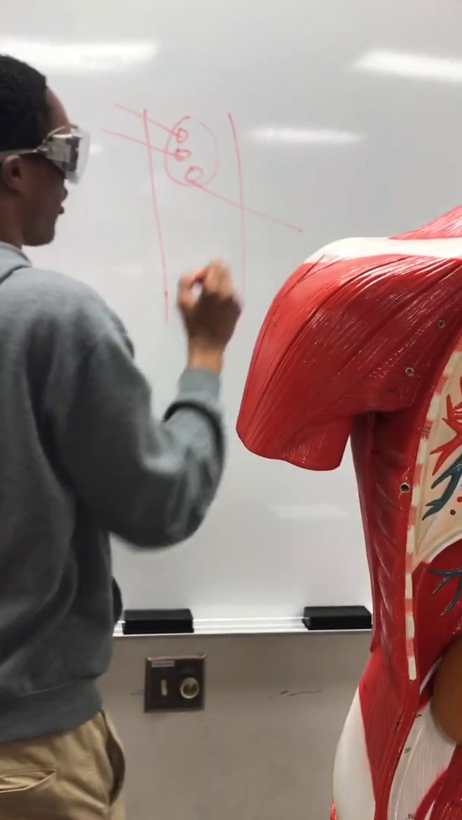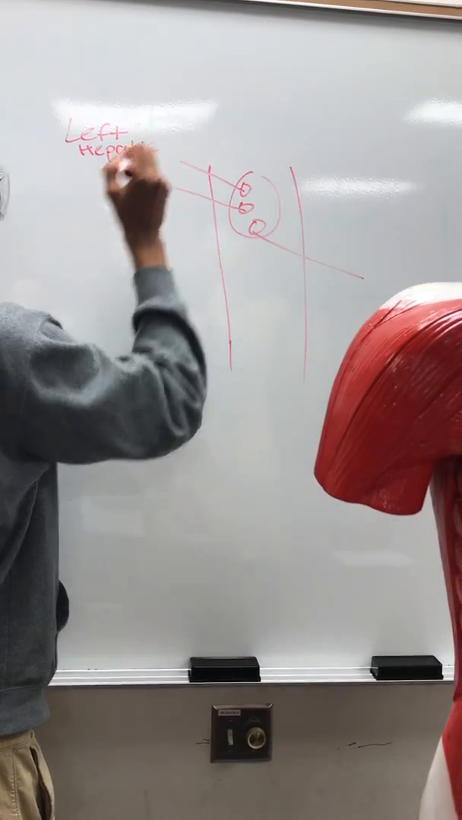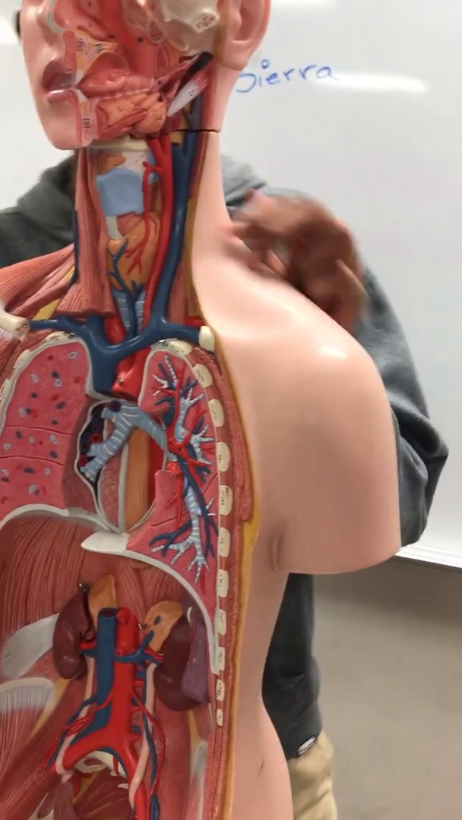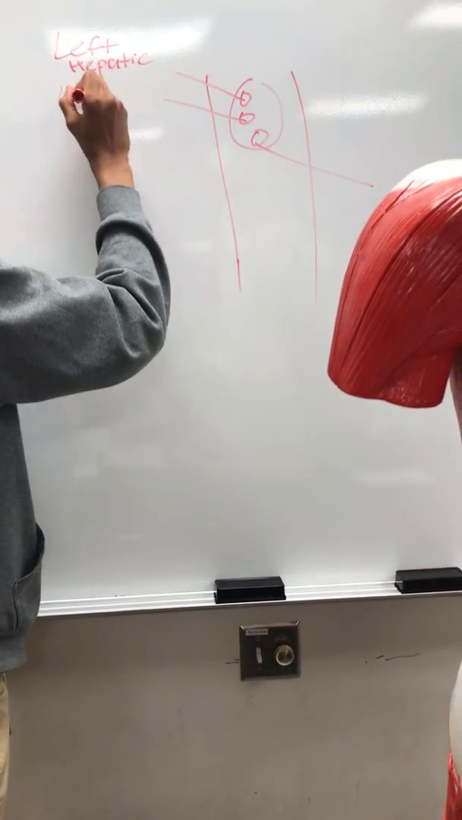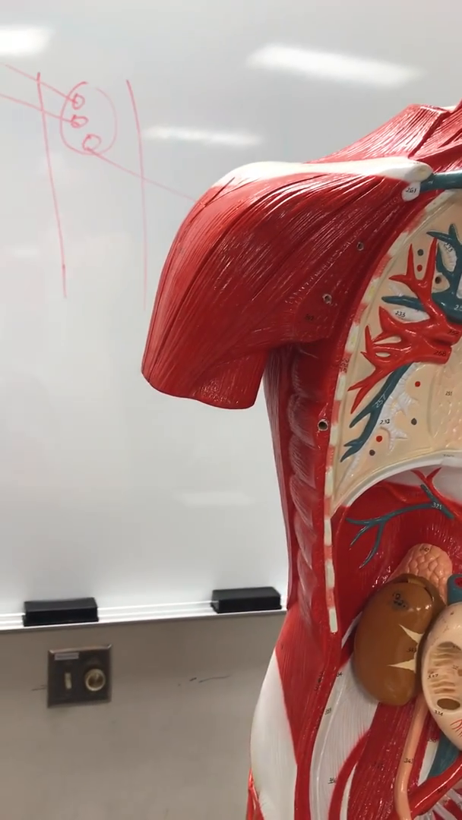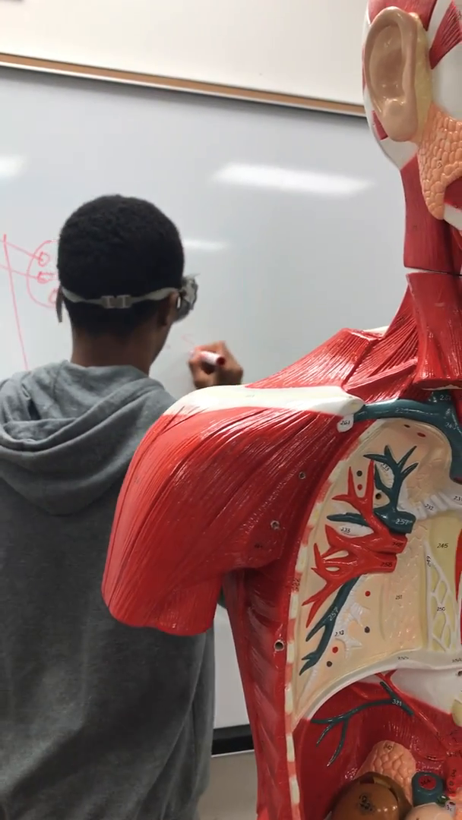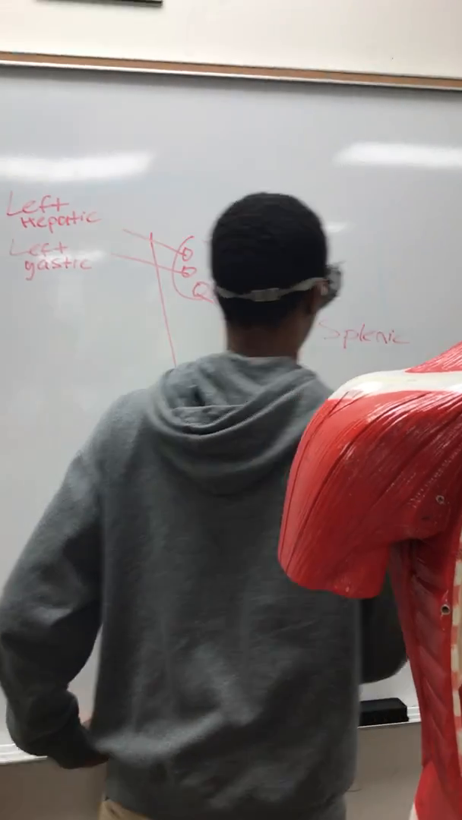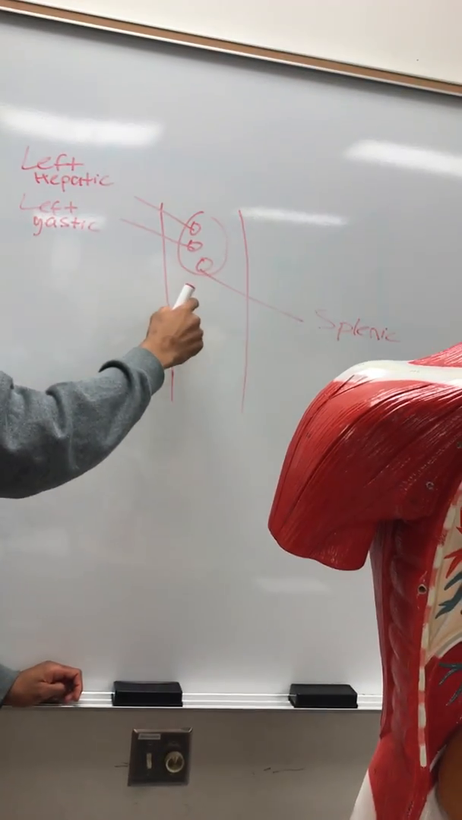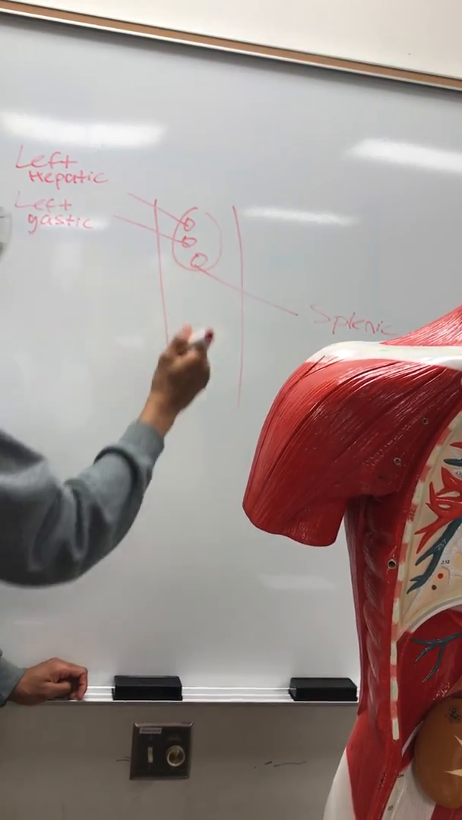You guys see that? So the 3 exits on the celiac trunk, the top one is the left hepatic, the left hepatic artery. Right? We're following? Yeah. And then below the left hepatic would be the left gastric artery. And then below those 2 would be the splenic artery. So remember, it's in red, and red means arteries.